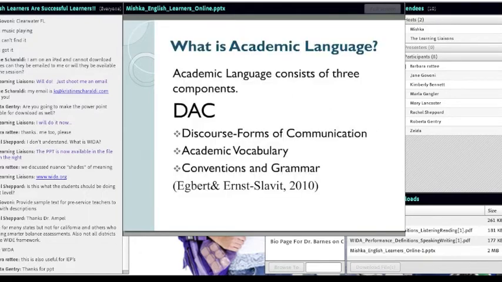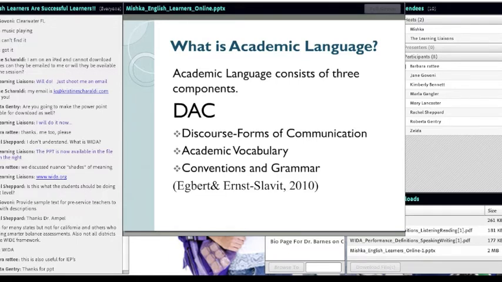Okay, so what is academic language? Academic language consists of 3 components. We have discourse, which is forms of communication, academic vocabulary, and conventions and grammar. So I have created an acronym to help us remember what academic language is. It's discourse, academic vocabulary, and conventions. So I refer to it as DAC.